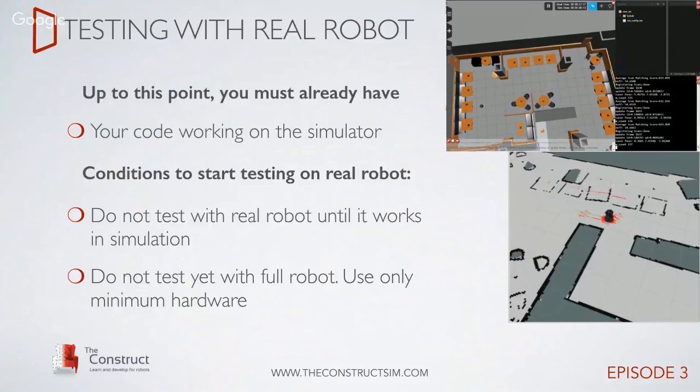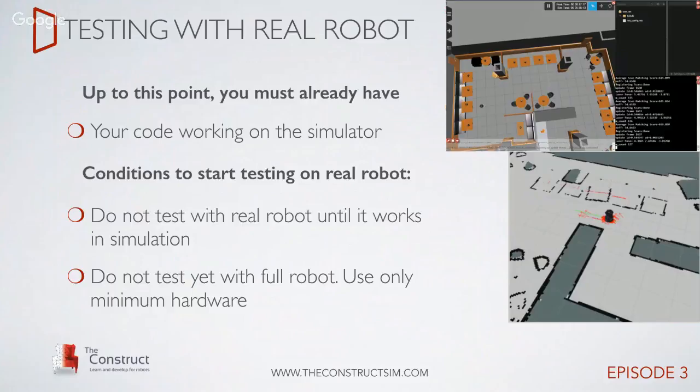I know a lot of companies that build robots that don't do this. They just go and test on the real robot. That's very bad. You can beat them here. You can create a product faster than them. You can create a product that is easier to maintain, and then you can beat them in that case. So do not test on the full robot until you have it working in simulation.